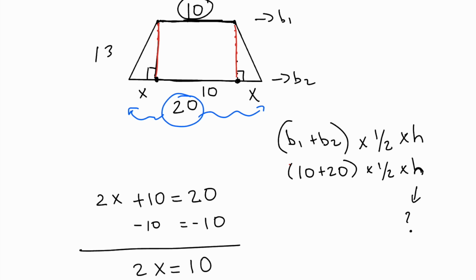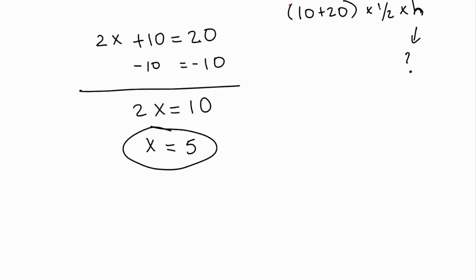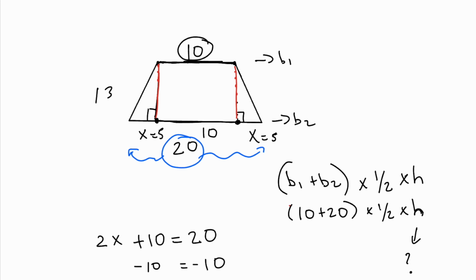Then we will be left with 2 times x equal to 10. We will do 10 divided by 2 and get x equal to 5. So therefore the two x's both have a value of 5.